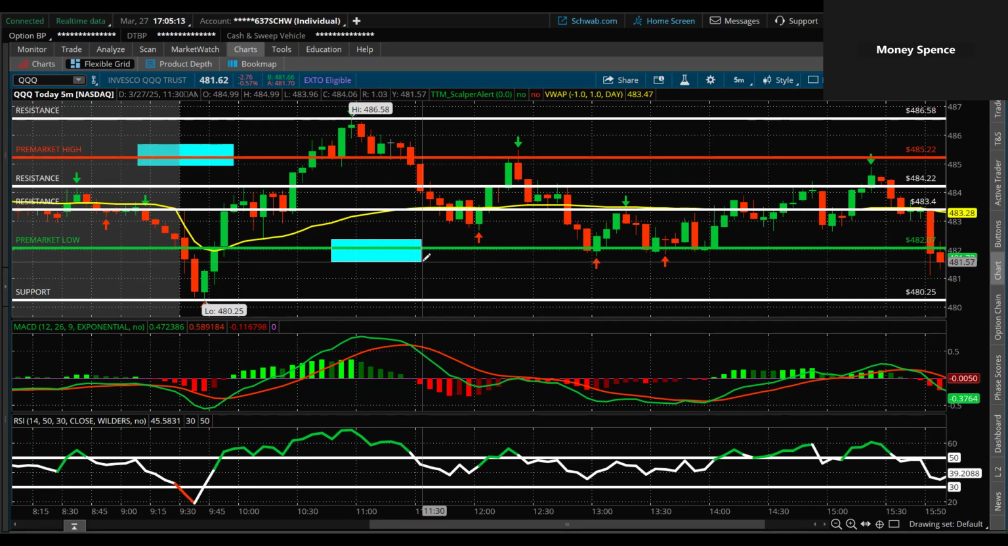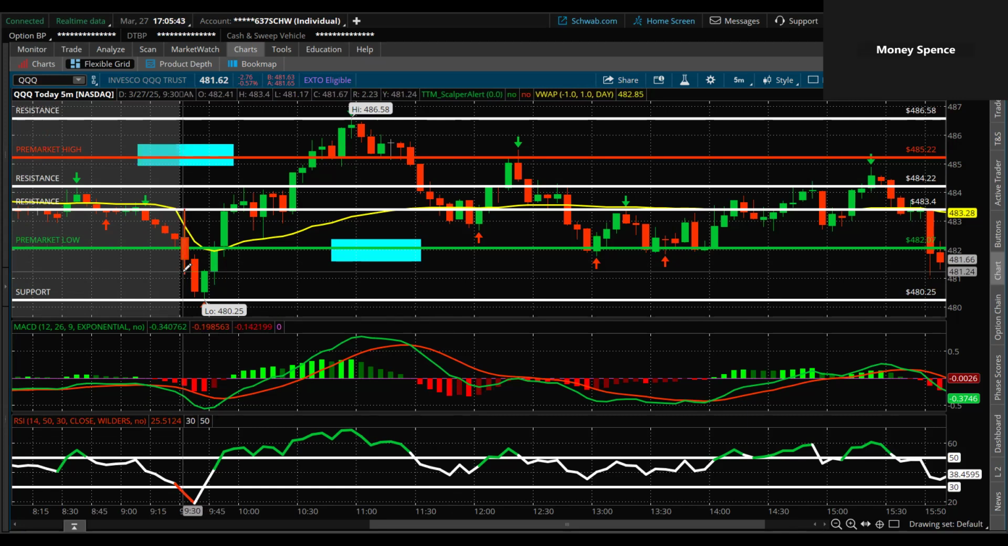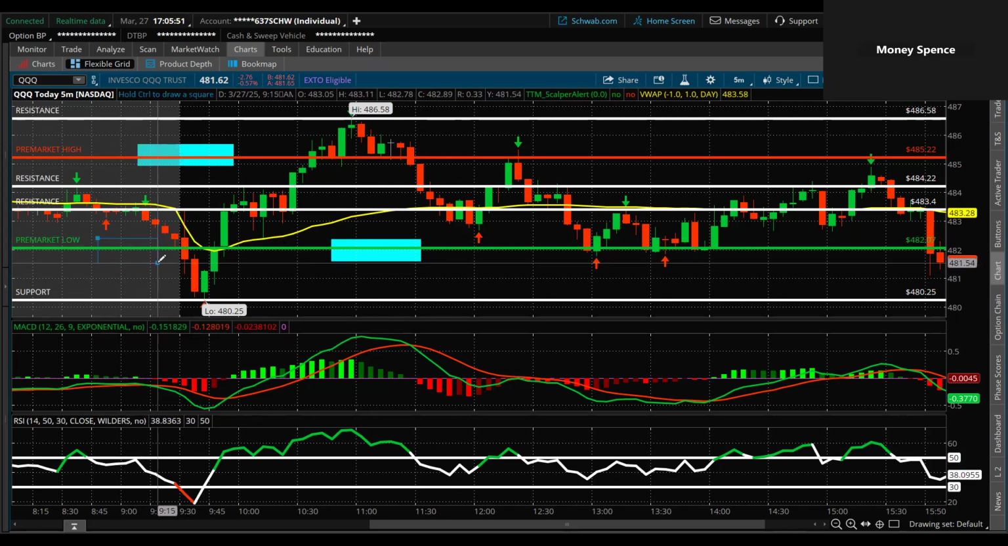If you're looking at the chart, our pre-market low was priced at $482.07, and our pre-market high was priced at $485.22. So ideally, you want to pick a strike within those price ranges based on the pre-market data. The Qs opened up at $482.41. And if you're looking at the open, we broke below our pre-market low.